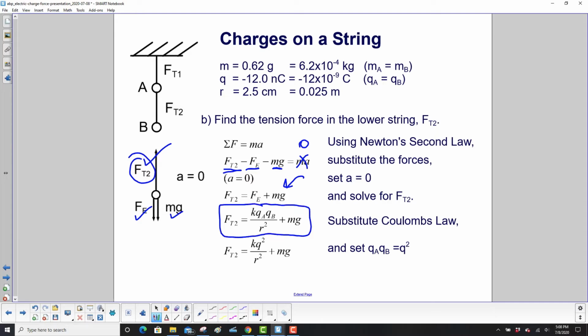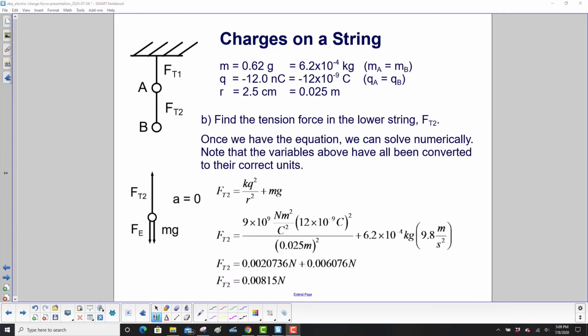And what more can we do here? Oh, the charges are the same, right? So instead of Q_A and Q_B, that's just equal to Q squared. We don't even need the subscripts there. And now it's just a matter of plugging in the correct variables. So what's the trick here? Well, we have to make sure we're in coulombs. So what are the charges with nanocoulombs? You multiply the nanocoulomb by 10 to the minus 9th, and you get coulombs.